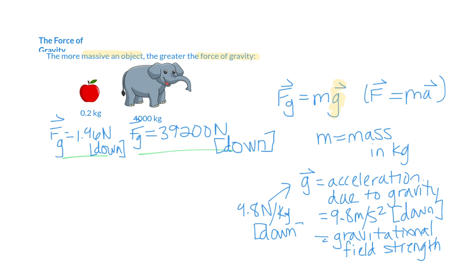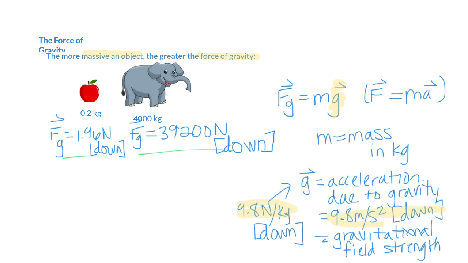So we can actually take any object, and if we know the mass, we can just multiply it by that gravitational field strength or the acceleration due to gravity, and we can find its force of gravity. Now, I am using 9.8 as my acceleration due to gravity or gravitational field strength. And that actually is only for Earth.